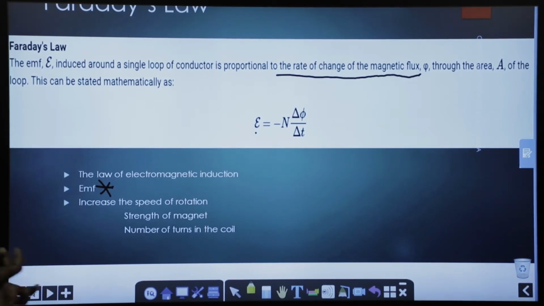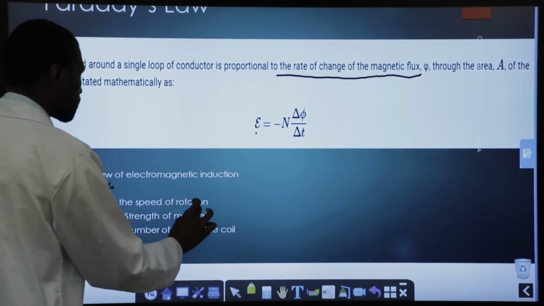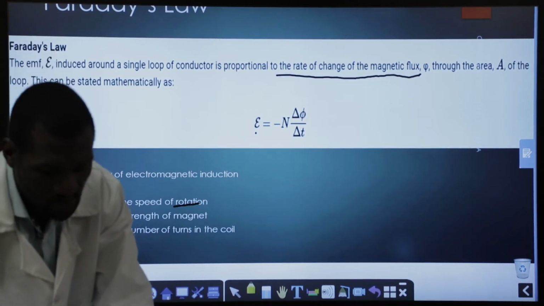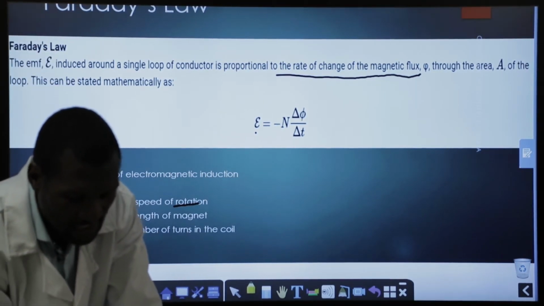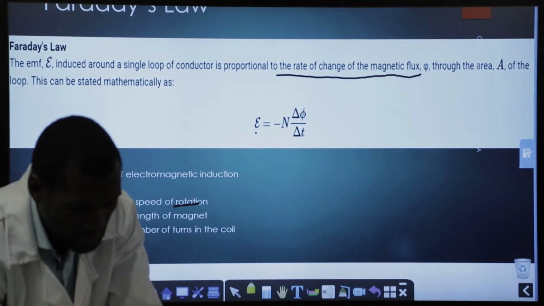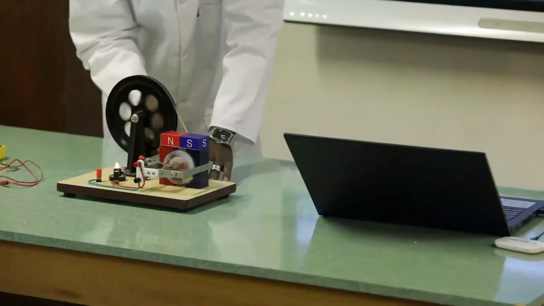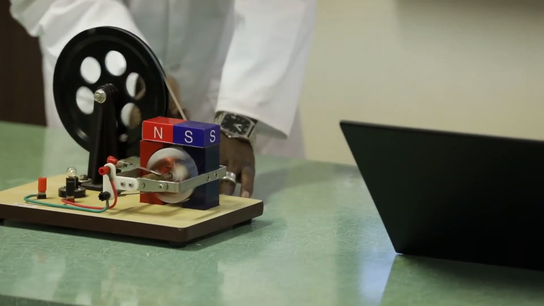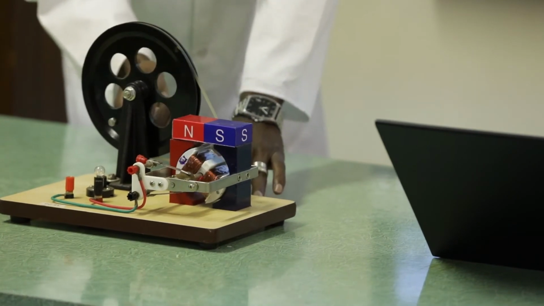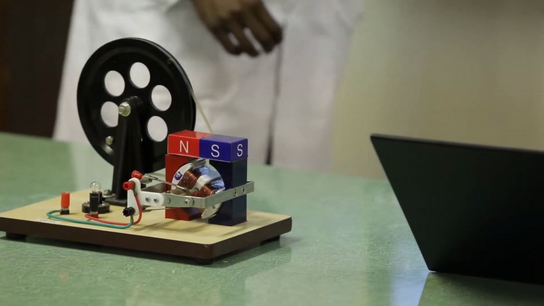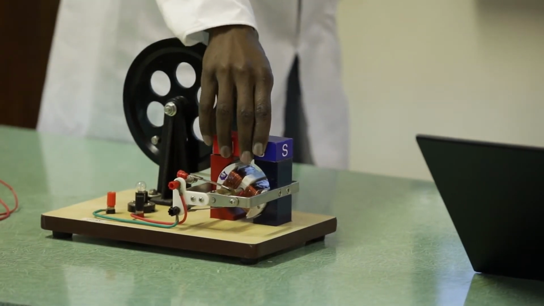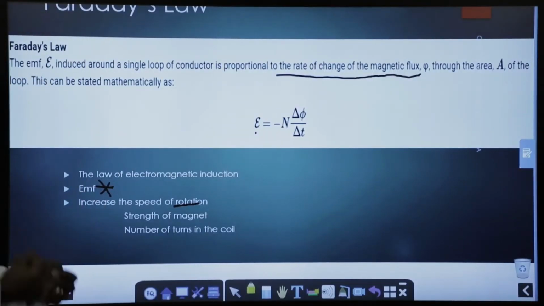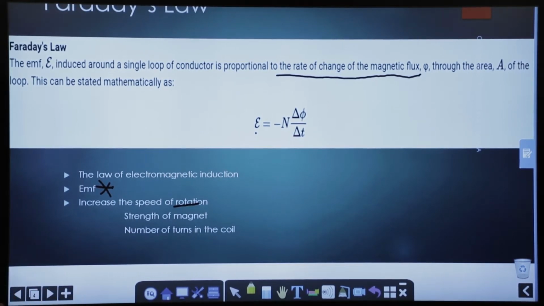How do we alter that EMF? We increase the EMF by increasing the speed of rotation. So if I increase the speed of rotation, I increase the production of the EMF. As you can see, it's getting brighter as I increase the speed. If I slow down, it lights just a little. Okay? What else? The strength of the magnet. If I increase the strength of the magnet, the EMF that I produce is going to be greater. If the number of turns is increased, the EMF will also increase. Why does it increase?